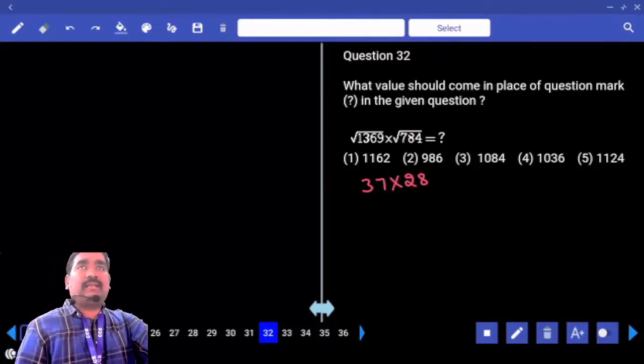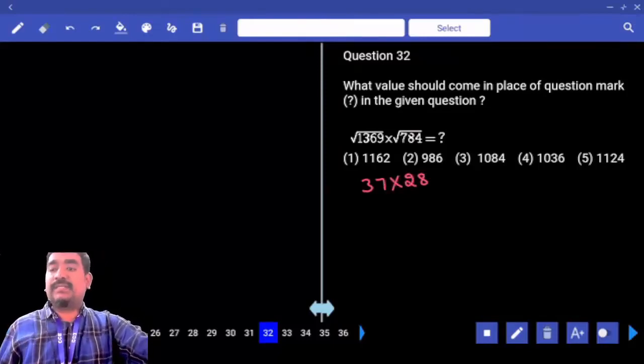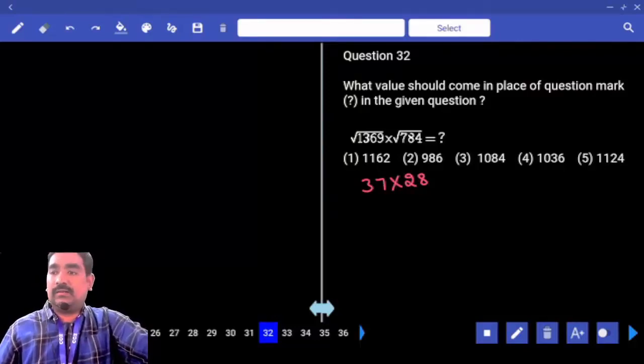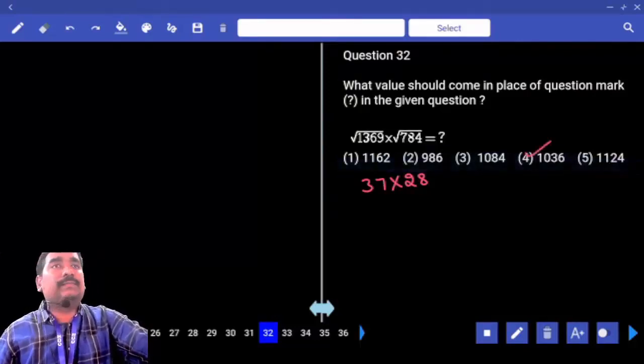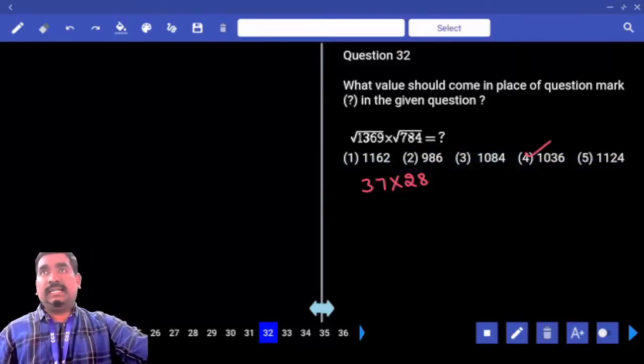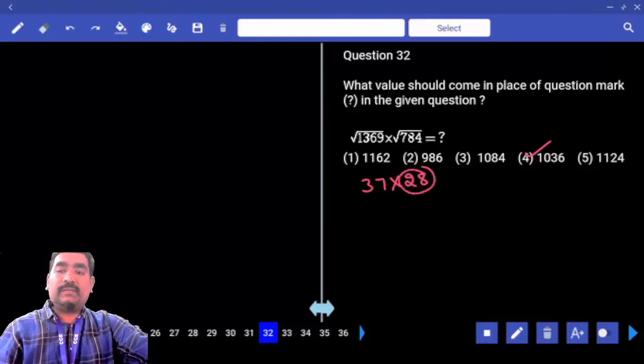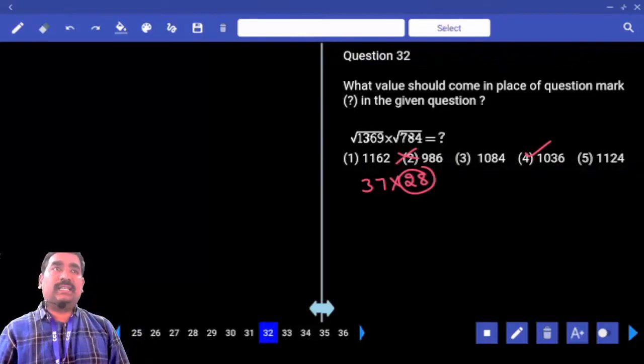Answer ends with 6 or not? How many options? In those two options, 28 is a 7 multiple or not? Fourth option is your answer. Answer ends with 6. Two options are there. 28 is a 7 multiple. The second option is not a 7 multiple. So we can say the answer is the fourth option.